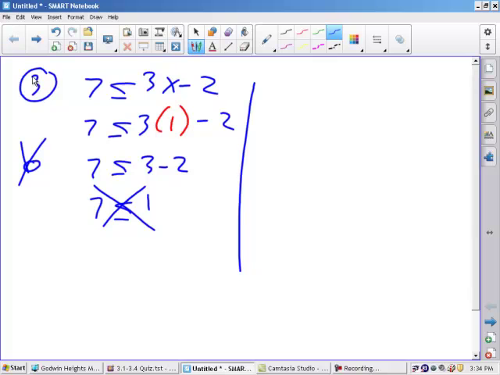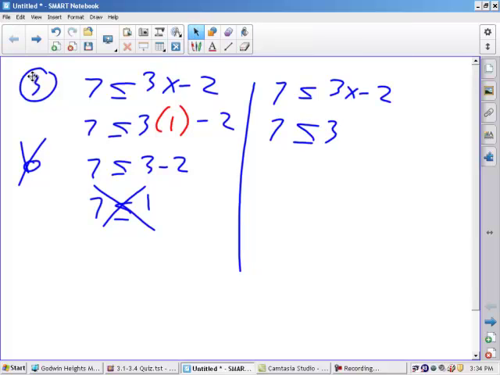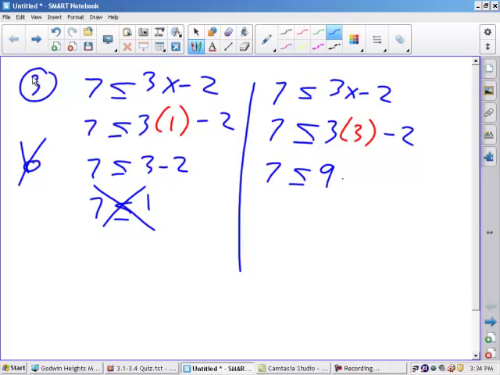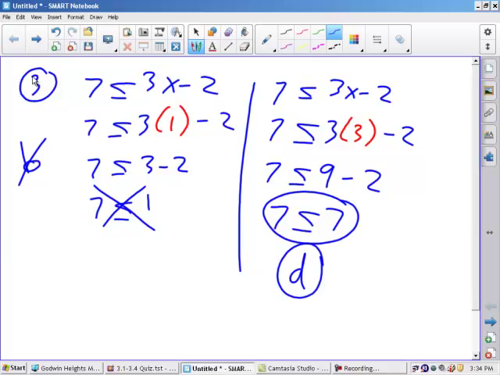Let's try one of the easier ones, which happens to be 3. So 7 is less than or equal to 3x minus 2, and I try 3, which is choice D. I just didn't want to mess with the fractions first. I can save you some time. So I have 7 is less than or equal to 9 minus 2. 7 less than or equal to 7. Is that true? Absolutely, because 7 actually is the same as 7. So the answer is D.